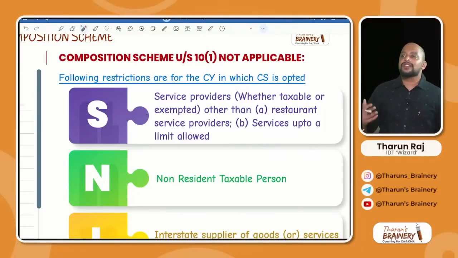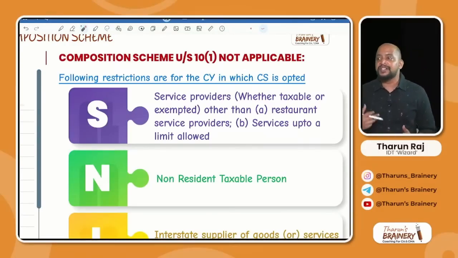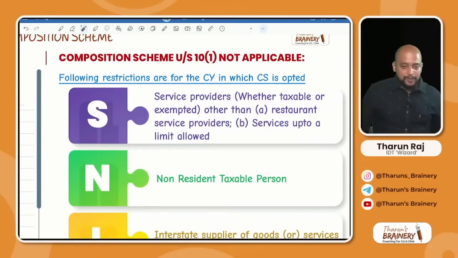Suppose my business is coaching, can I go for composition scheme under 10(1)? No. Beauty parlor? No. Interior decorator? No. So no service provider can go for 10(1). But these 3 people also, if they provide any other services beyond the 10% limit, which 3 people? Manufacturer, trader and supplier of food service provider. If they provide service beyond the 10% limit, then also they cannot be in composition scheme 10(1). That is this point: service provider, whether taxable or exempted, other than restaurant service or service up to the limit allowed.